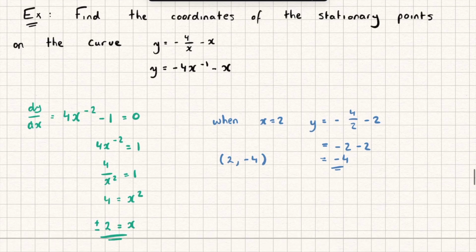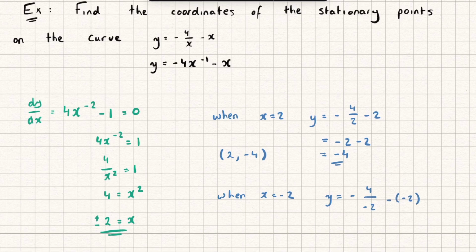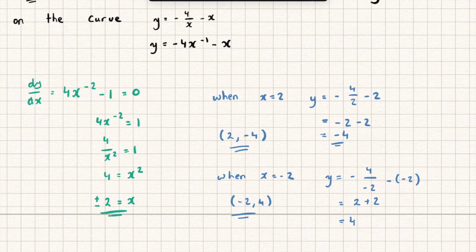To find the other one, when x is equal to negative 2, y is equal to negative 4 over negative 2, minus 2. Now you need to be careful with your signs here because we've got 2 negatives, which is going to turn into a positive, and we've also got 2 negatives here, which is going to turn into a positive as well. So negative 4 divided by negative 2 is positive 2, and then subtracting negative 2 becomes plus 2, and so we get 4. So the other coordinate is negative 2, 4. And here are our 2 stationary point coordinates.